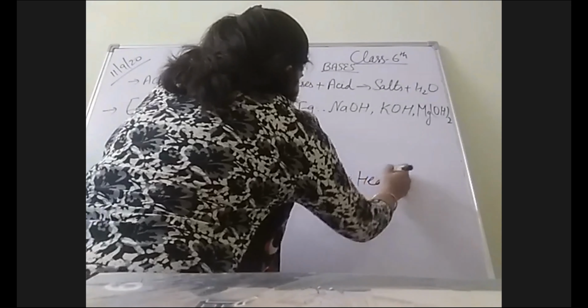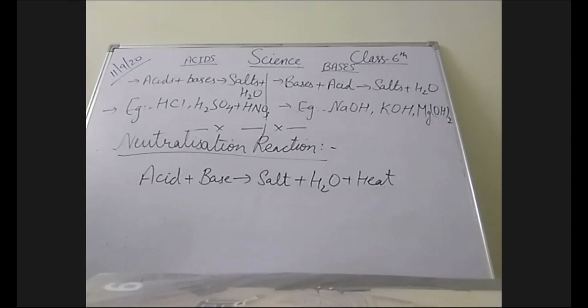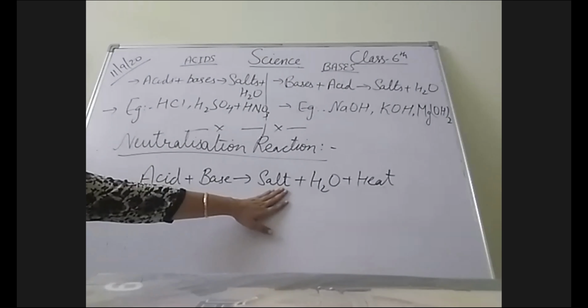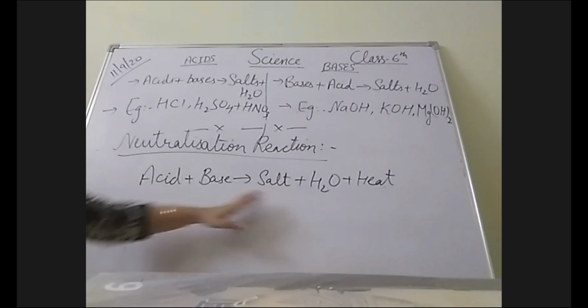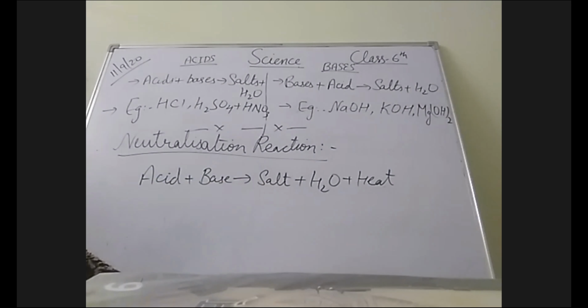Plus heat. Okay, what you are getting in the product is some heat also, and this heat will raise the temperature, so the mixture of the reaction will be hot. Okay, so neutralization: acid plus base gives salt, water plus heat. A neutralization reaction always takes place between acids and bases.